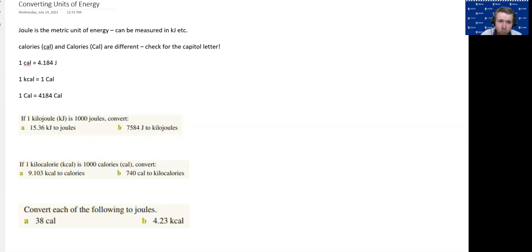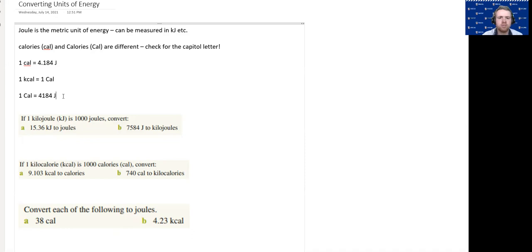Now, one lowercase calorie is equal to 4.184 joules. And 1 kilocalorie is equal to 1 uppercase calorie. And 1 uppercase calorie is equal to 4,184, oh, that should be joules. So when we're converting between joules and calories, we need to keep that in mind when we're looking at this.